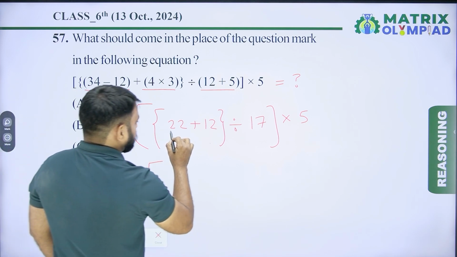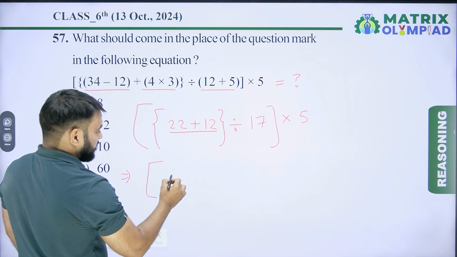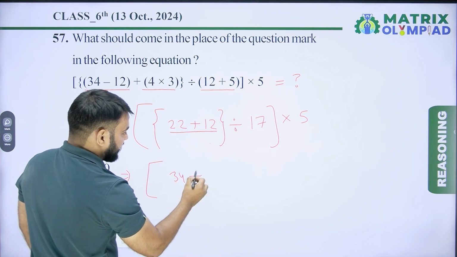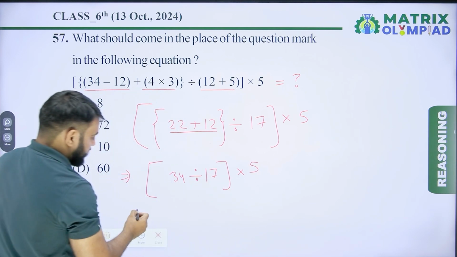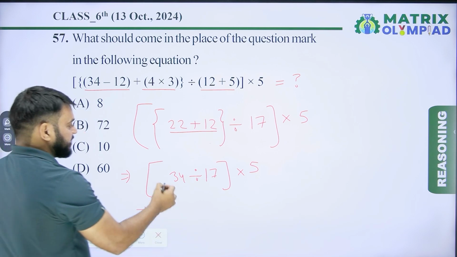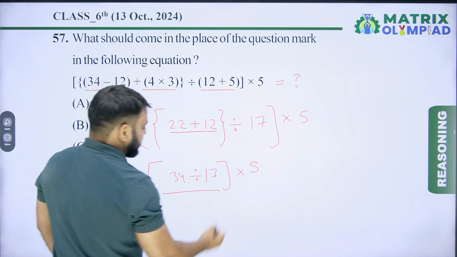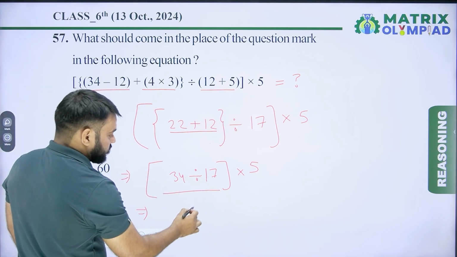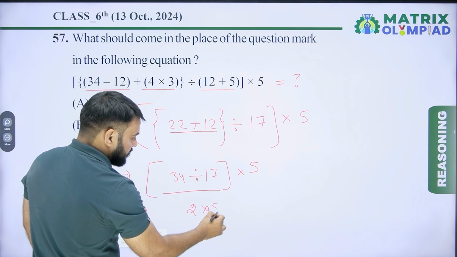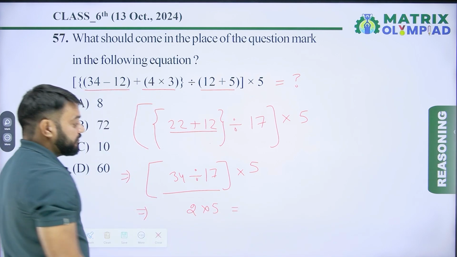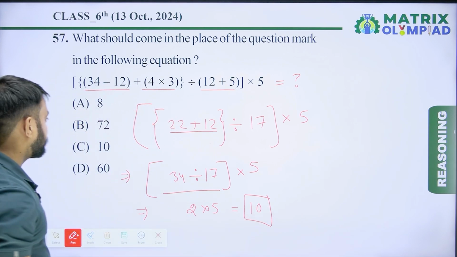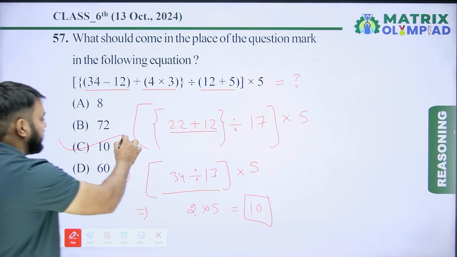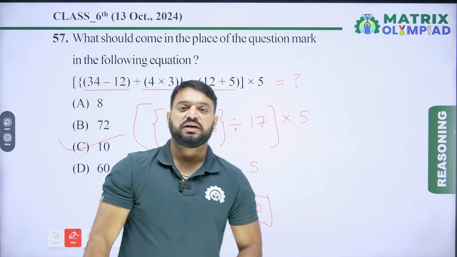So 22 plus 12, it means 34 divided by 17 multiply by 5. Now solve the large bracket. So 34 divided by 17, it means 2 multiply by 5. So 2 multiply 5, it means 10. So value of given equation is 10. So now here option C is the correct answer of this question.